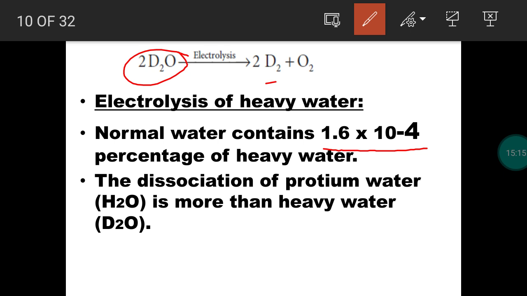So 1.6 times 10 power minus 4 percentage of D2O is present. So we are going to do electrolysis of normal water. First, ordinary water molecules will be converted into hydrogen and oxygen. Next, heavy water, D2O, will give you deuterium.